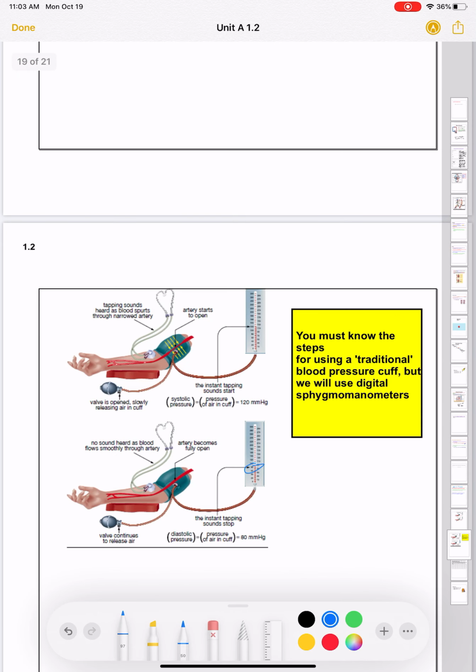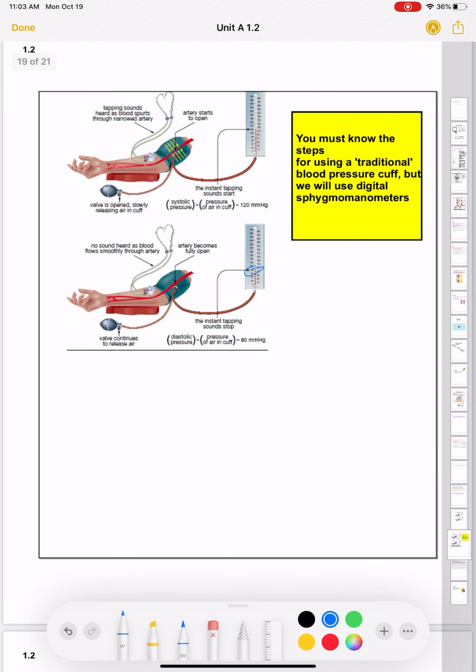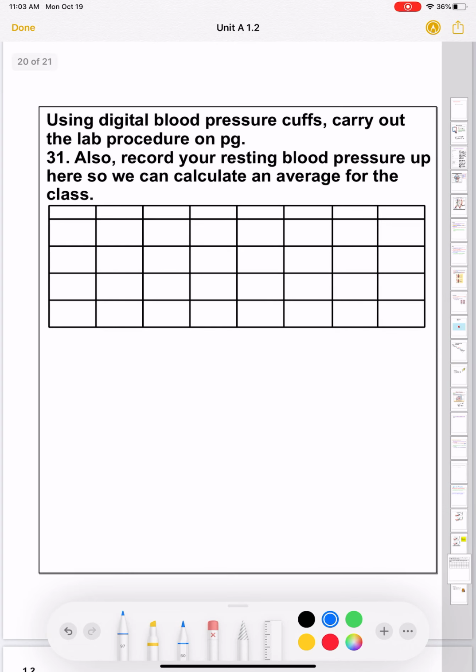It says you must know the steps for using a traditional blood pressure cuff, but we will use a digital one. These blood pressure cuffs are called sphygmomanometers. We don't use those in class, but we have the digital ones, and we can use stethoscopes to hear that point where you're shutting off the artery flow. Okay. It says use the digital blood pressure cuff to carry out the lab procedure on page 31. We will do this in class if you are in class again sometime.